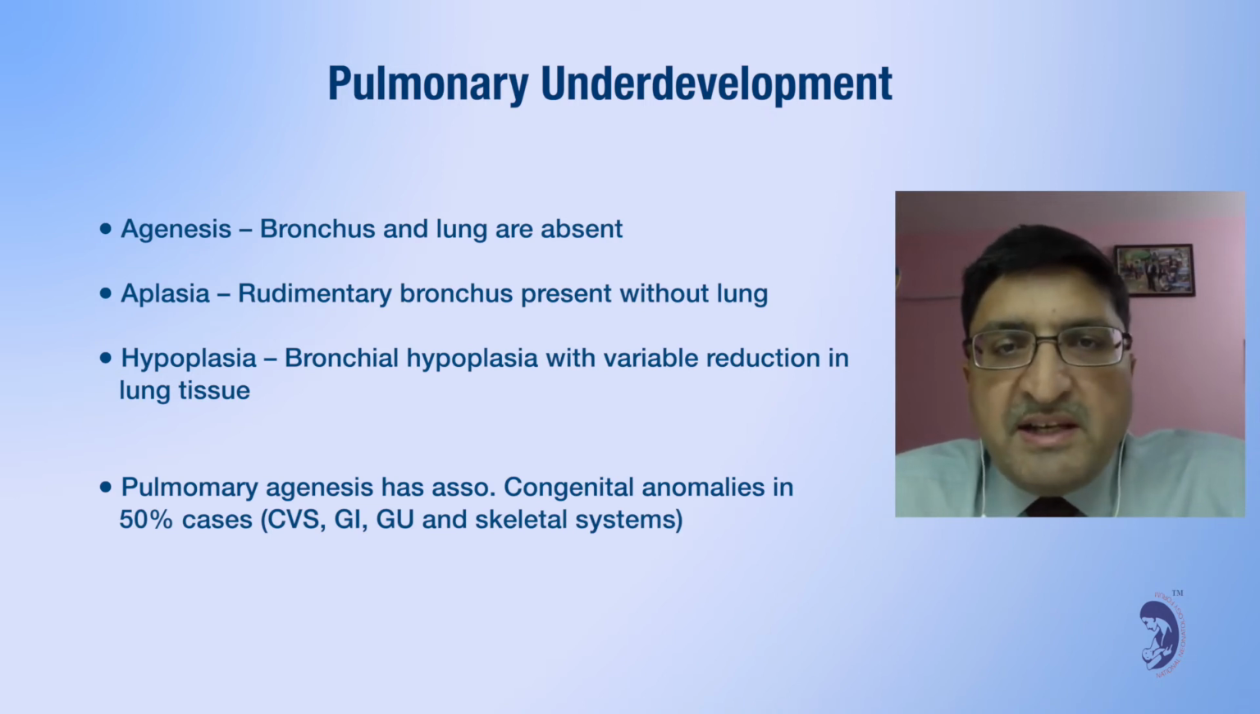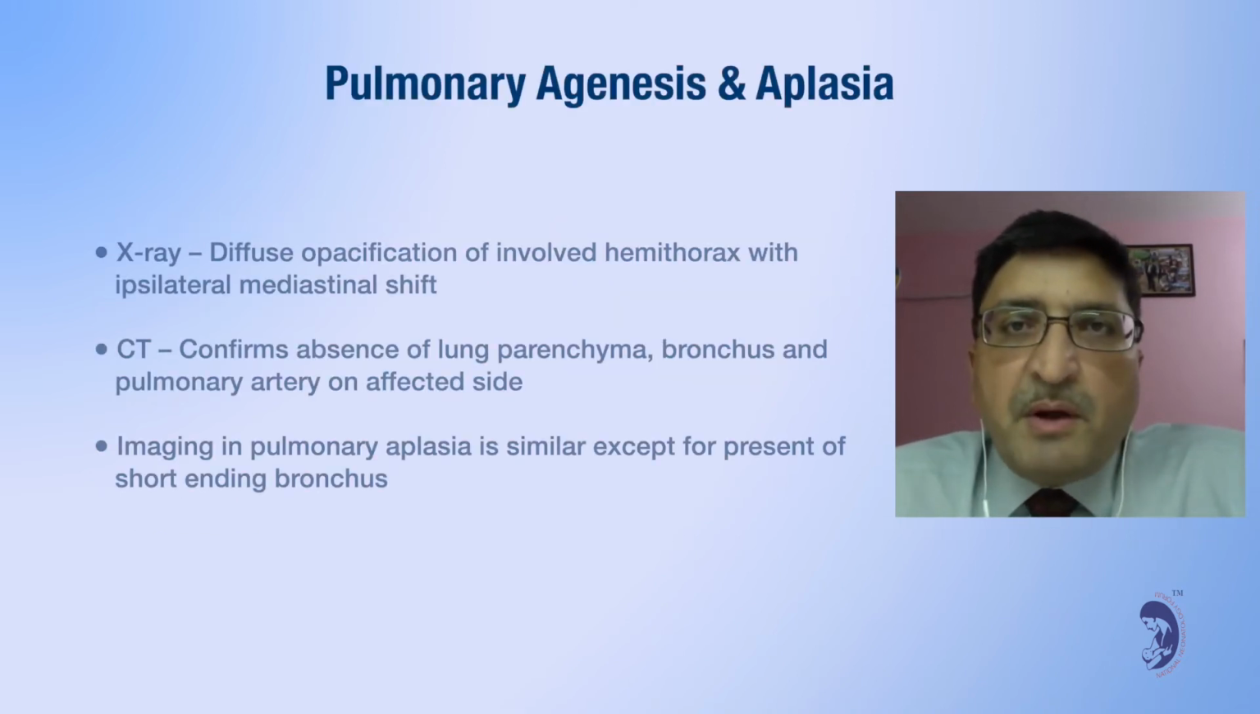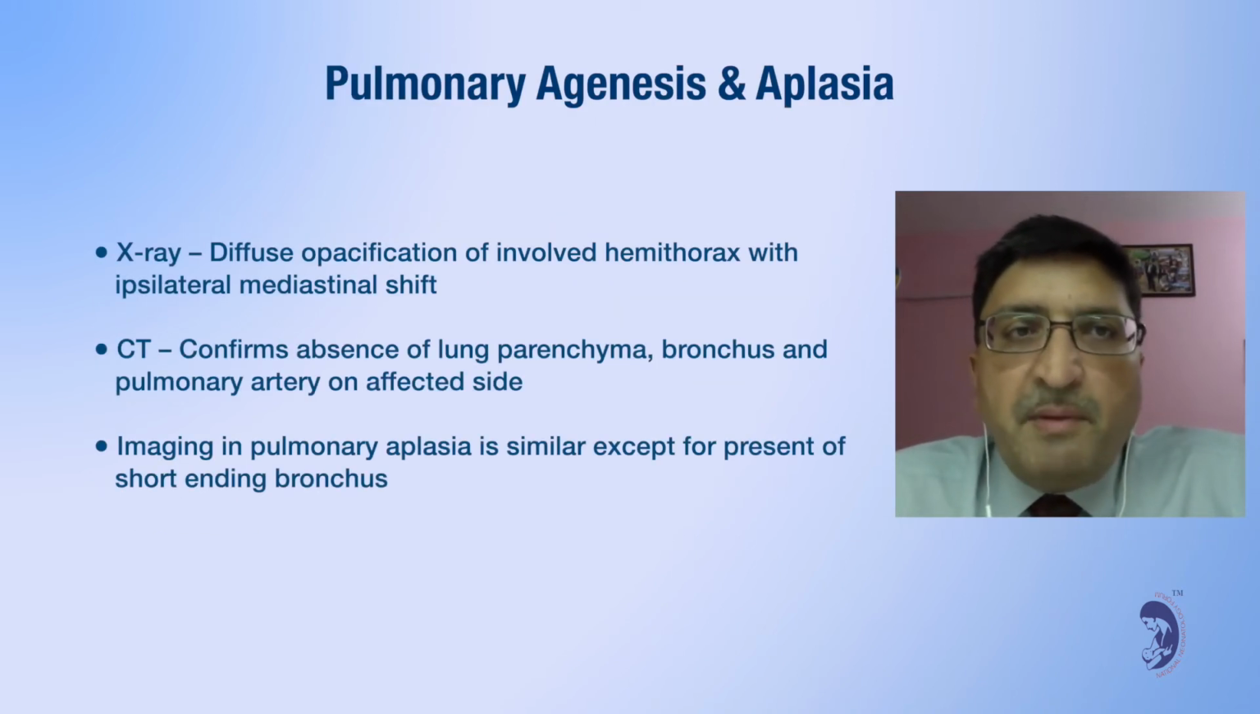Now, pulmonary agenesis has associated congenital abnormalities as high as 50%. And this may involve other systems like the cardiovascular system, GI, GU, or even the skeletal systems. An X-ray is diagnostic for pulmonary agenesis or pulmonary aplasia.